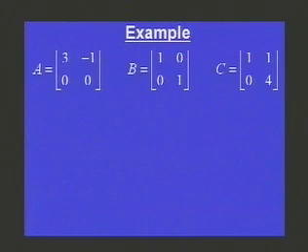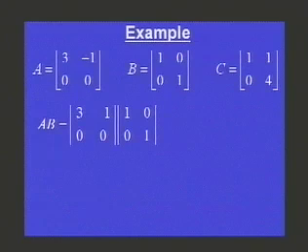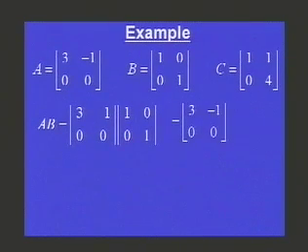Let's look at an example of this. If we take A, which is the matrix 3, negative 1 in the first row, 0, 0 in the second, B is the identity matrix, I sub 2, C is the matrix 1, 1 in the first row, 0, 4 in the second row. If I multiply out A times B, as you see there, I have a 2 by 2 matrix by a 2 by 2 matrix. And because that second 2 by 2 matrix is the identity matrix, I'm just going to get back the first thing that I started with, 3, negative 1, 0, 0.